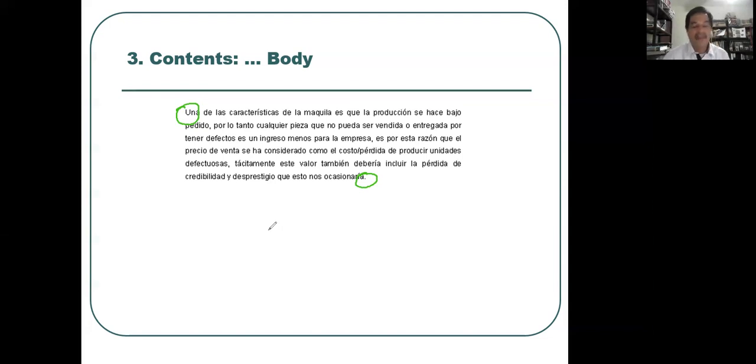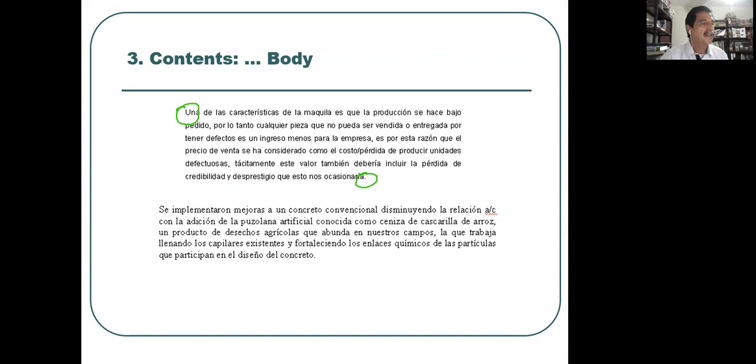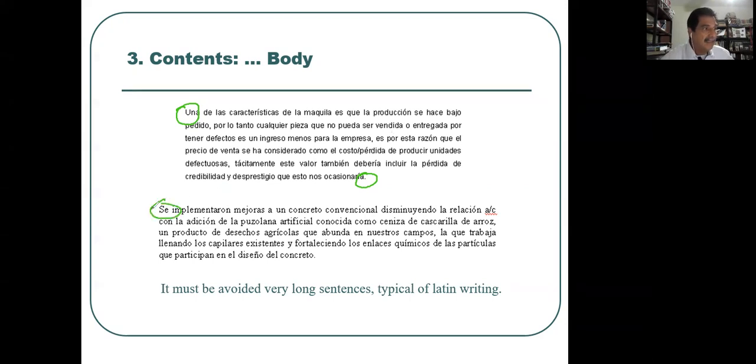Very long sentence. This is from a thesis. I don't remember the faculty, but that doesn't matter. The thing is that this is an extremely long sentence. And this one here is about the same. Se implementaron mejoras a un concreto convencional disminuyendo la relación con la adición de funcional artificial conocida como... It's very long. And this is typical of the way we Latins write. So we have to be careful because in these cases, the two are paragraphs and the two are composed of one single extremely long sentence.